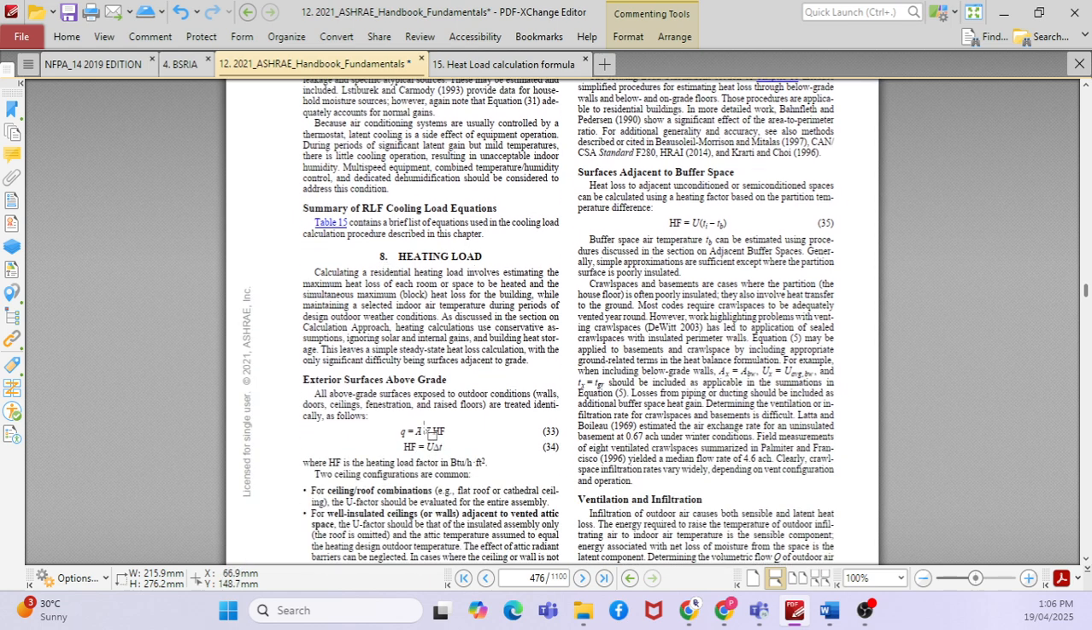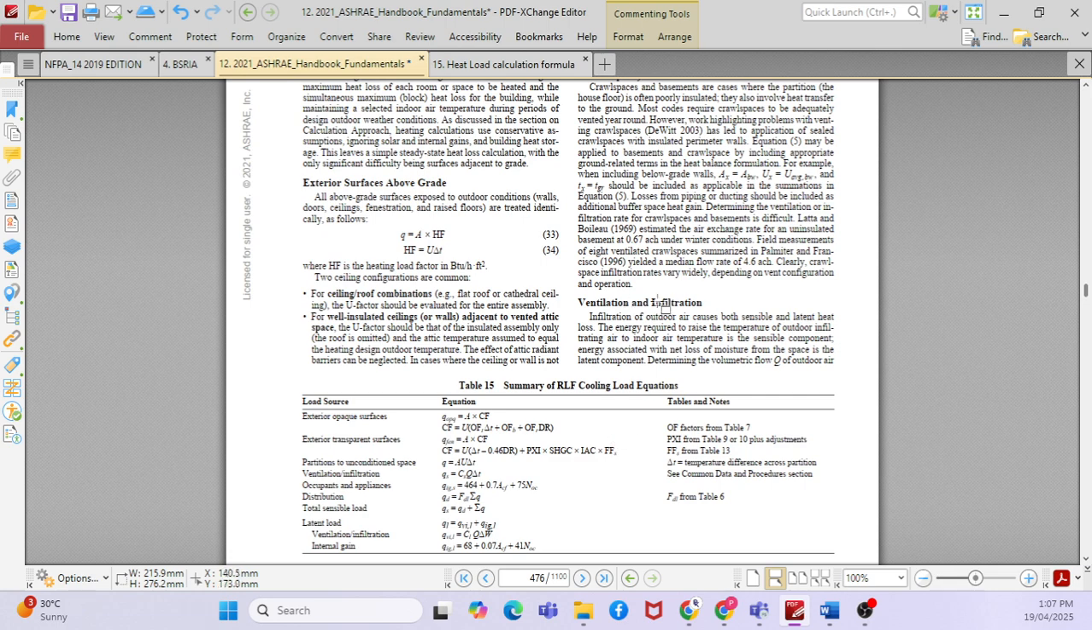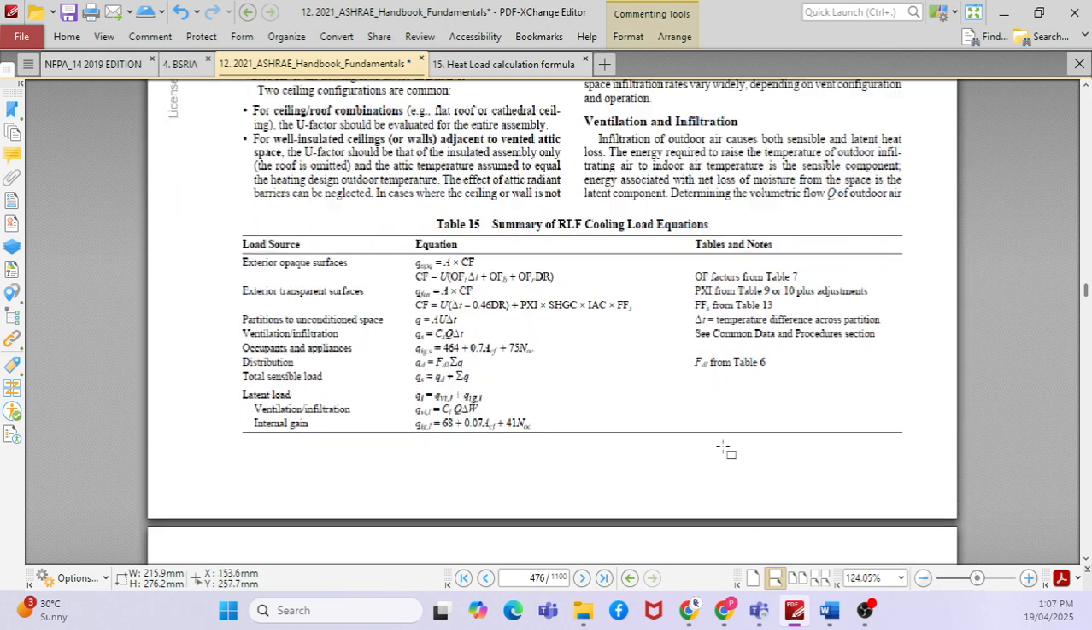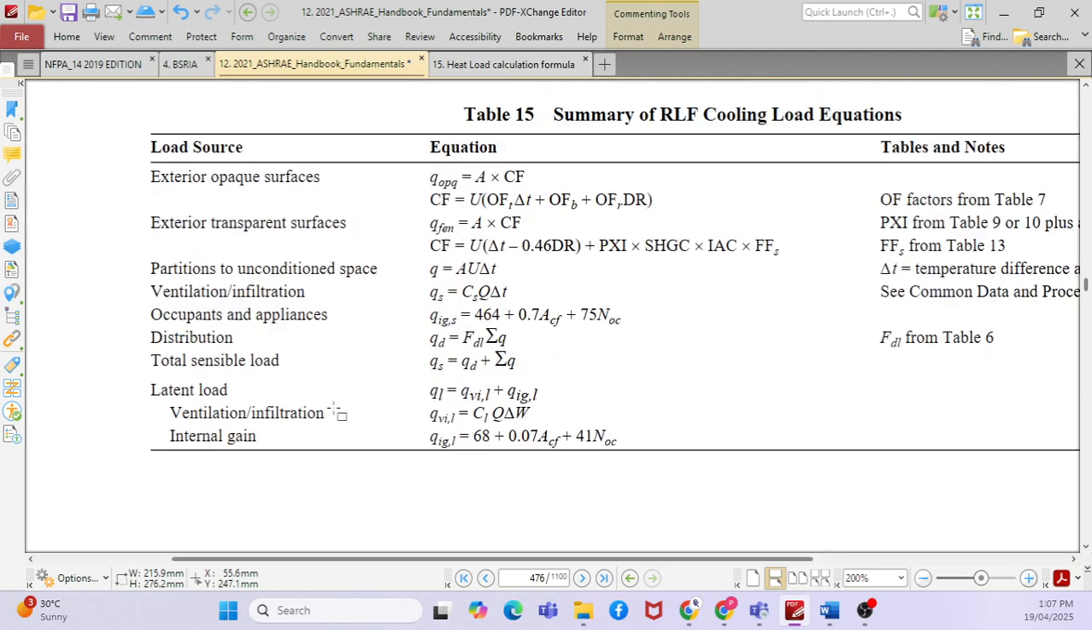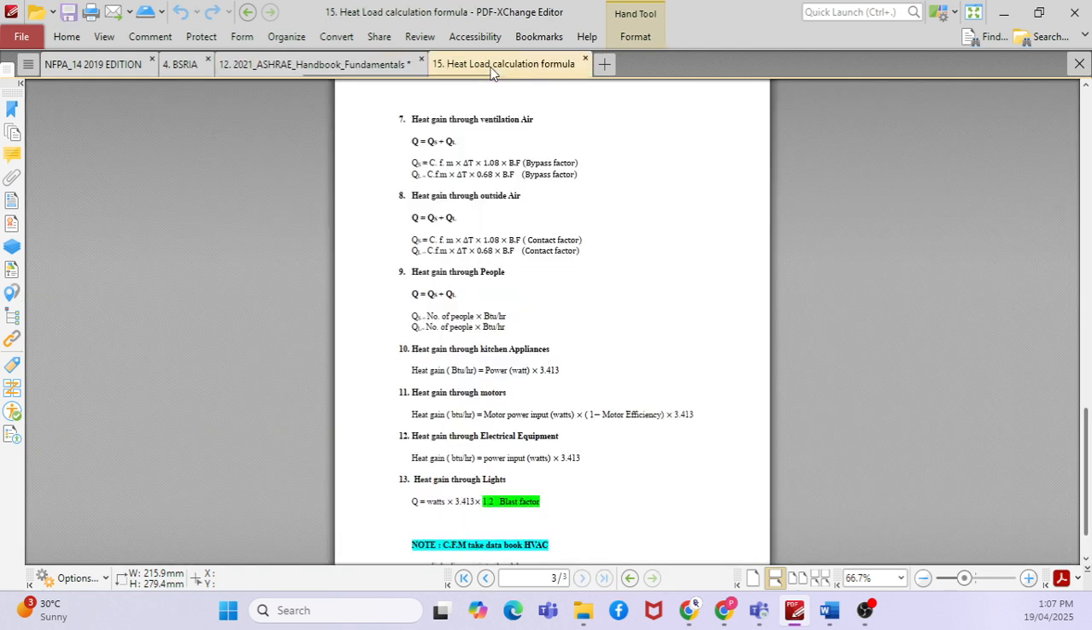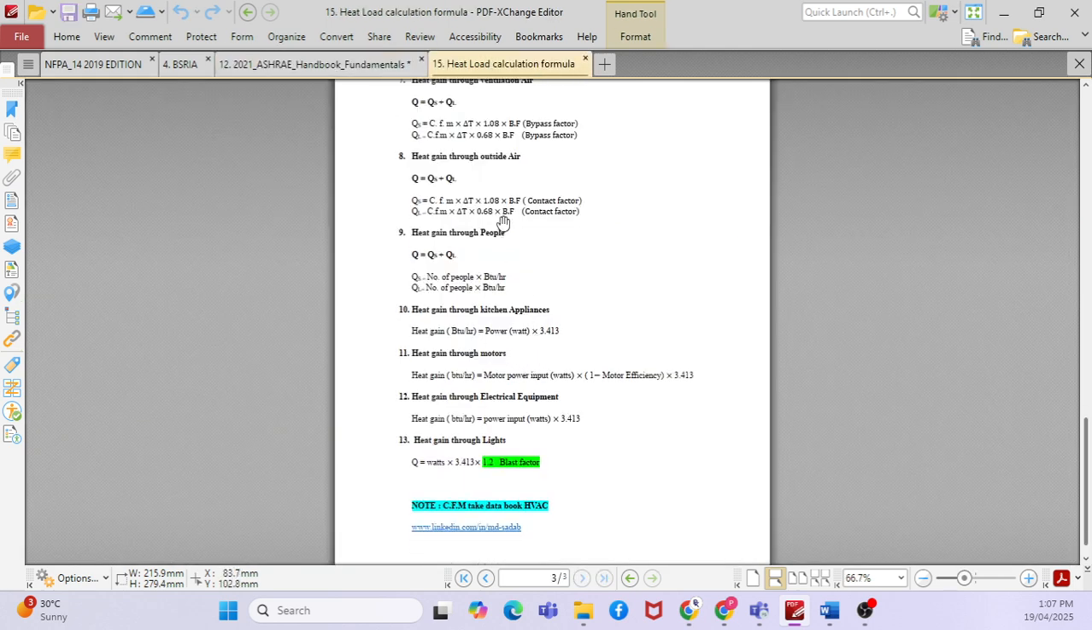What is the heating load? What are the equations? The heating load factor, BTU per hour per square feet. Then ventilation and infiltration. Can you see all the equations here, whatever we have seen in that particular guideline? Can you see exterior A into CF, UA? Exterior, occupant and appliances. These are occupant calculations, but here it is given in a very simple method.